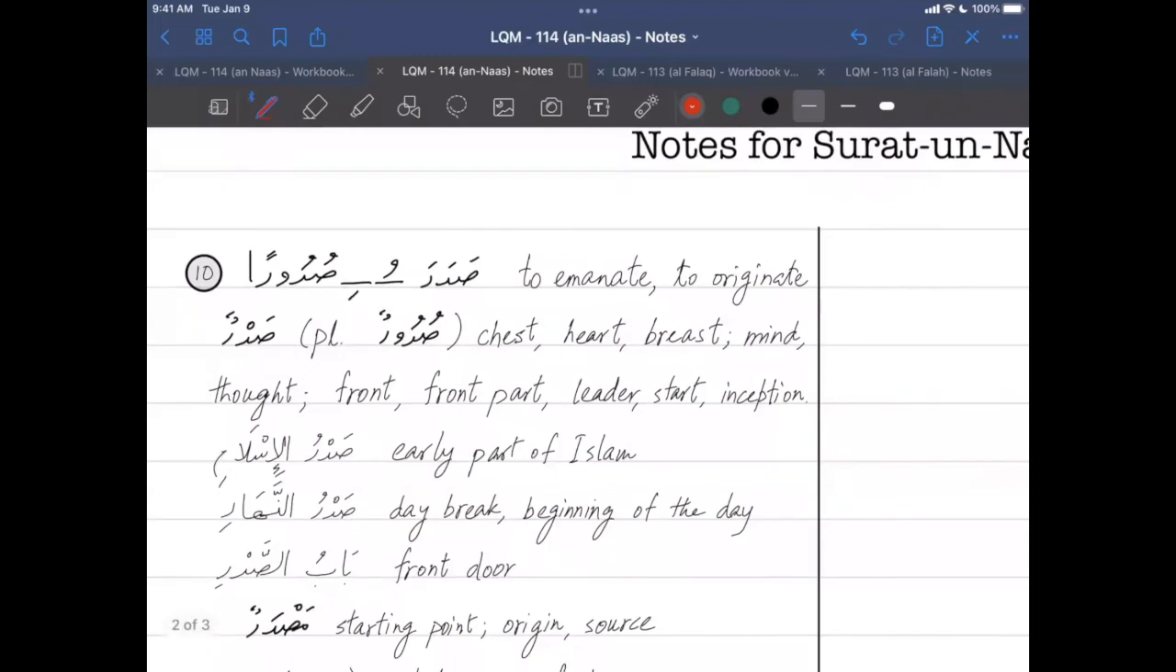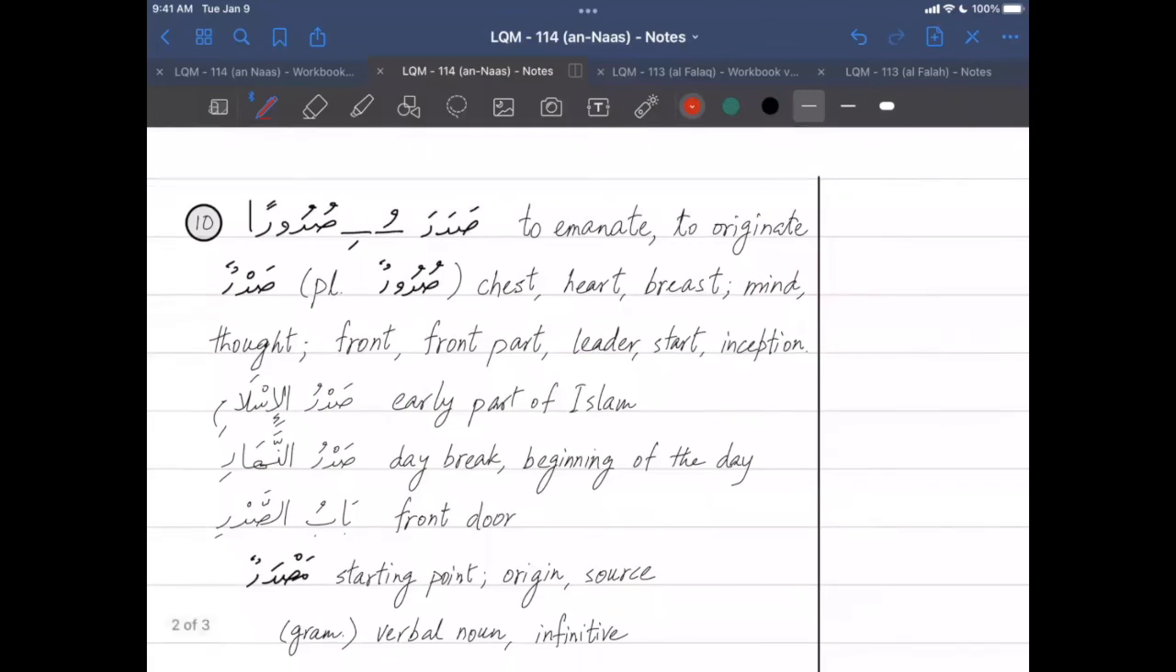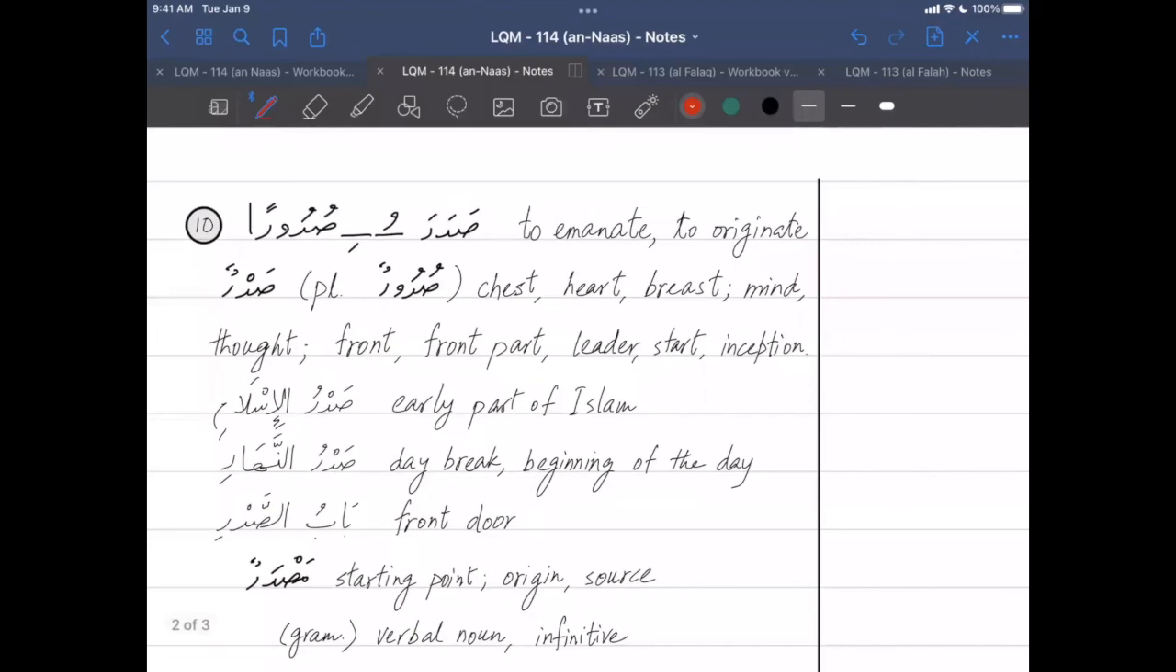The very common word that we use all the time in our Arabic learning is masdar. Masdar comes from the same root and means the starting point, origin or source. Of course, the grammatical meaning is a verbal noun. In English we say infinitive, but verbal noun is the more common usage. So masdar, even from a grammar point of view, is the starting point of all the family of words that we deal with.